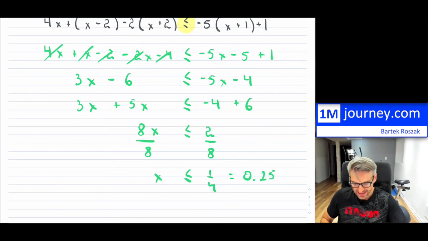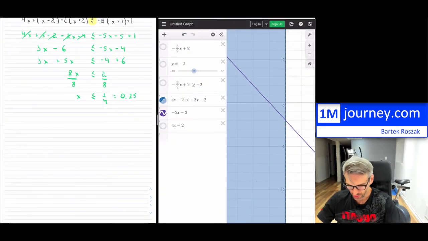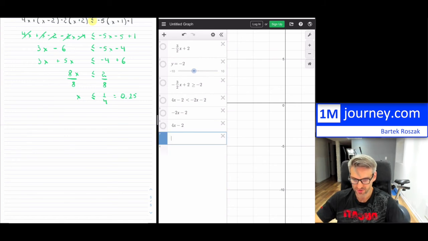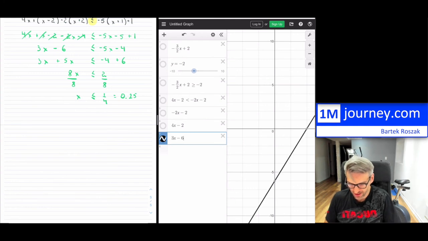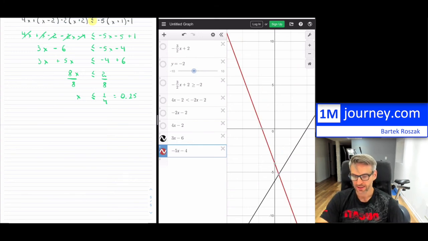And here for the last example, let's plot it on Desmos. I'm going to turn these off. Okay, so let's plot that. So we had, let's maybe start with the actual lines. So this is 3x minus 6, it's one line. Negative 5x minus 4, that's the other line. And now you can see.